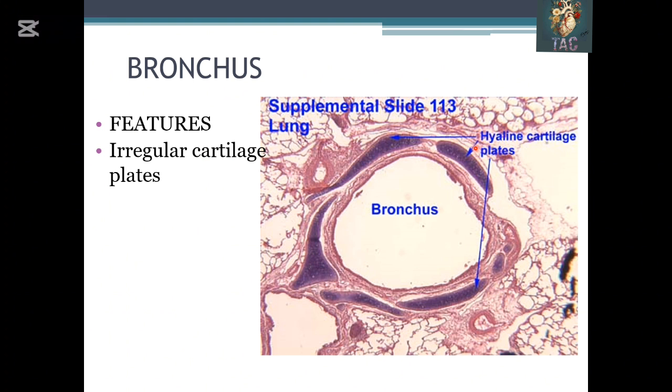Here you can see, this is the slide, a section of the bronchus. Here you can see the epithelium. Then outer to the epithelium you can see the smooth muscles which are present, and then the plates of the cartilage which are present. Surrounding tissue is that of the lung. So whenever you are looking at the slide of the lung and you identify the cartilage, you must know that this is the structure of the bronchus, because bronchioles do not contain cartilages.